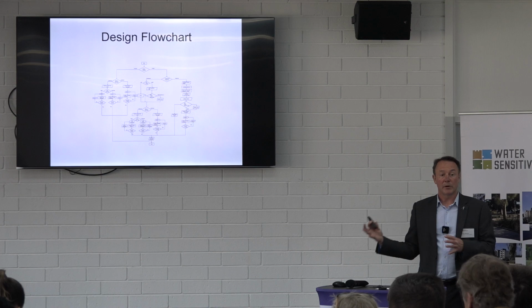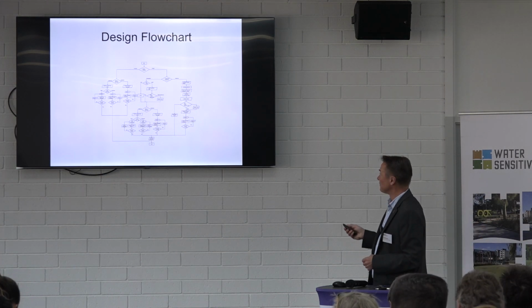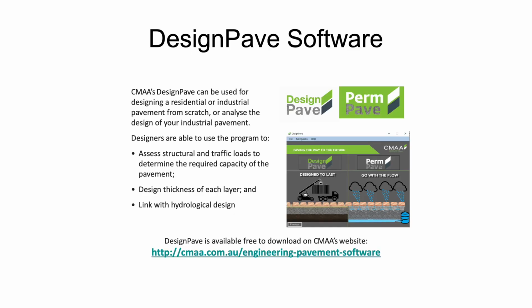And that's another constraint that I think CMAA has been very smart in removing. It's removed the complexity, it's allowed the engineers to focus on the creativity, because all the mechanistic design is done by software these days. And if you haven't downloaded that software, it's free of charge, and it does both the permeable and the impermeable, both the hydrology and the geotech stuff, all in the same program. Okay, so that's the Design Pave software.